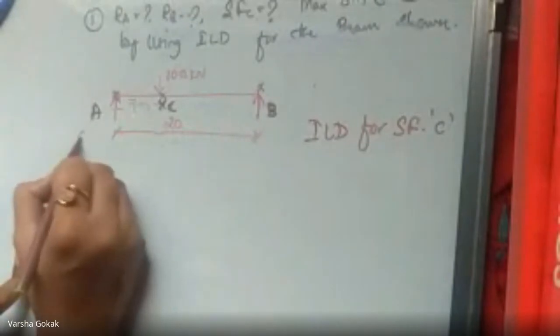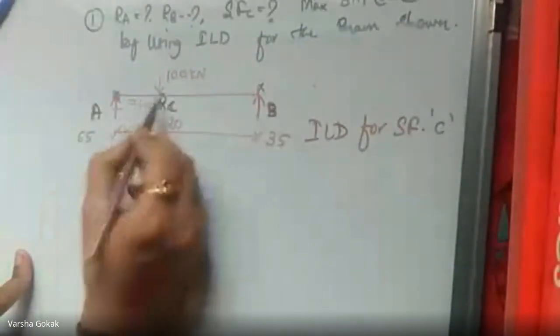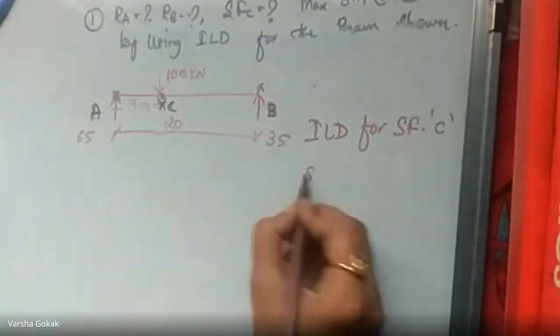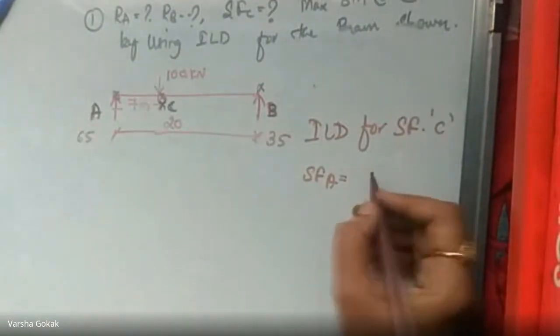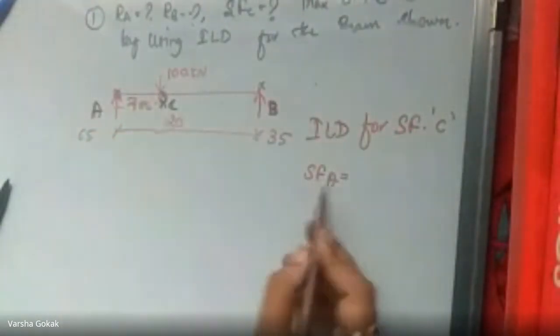Generally, we will calculate. Okay, forget this. I know that RA is 65, RB is 35. If I'm drawing shear force in this direction, how do you get the shear force? So you will calculate shear force at A. What is the shear force at A? Please tell me. Strength of materials. I'm not asking ILD. I'm asking strength of materials shear force now. What is the shear force at A?